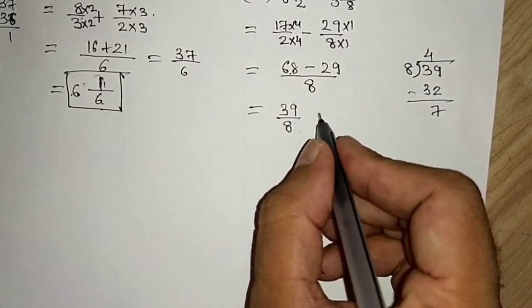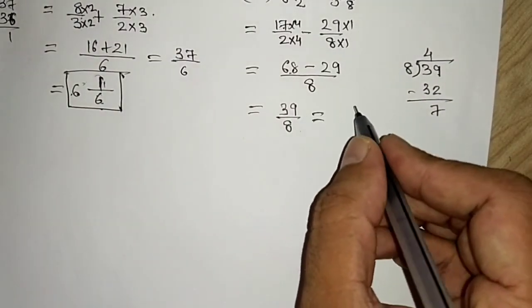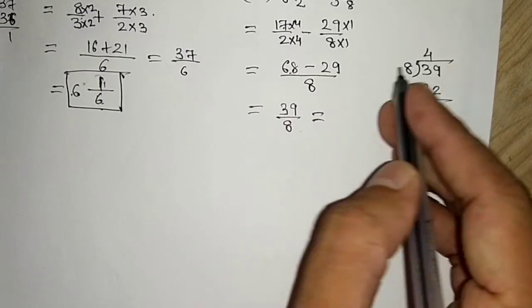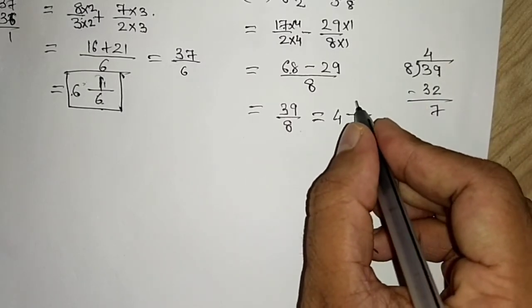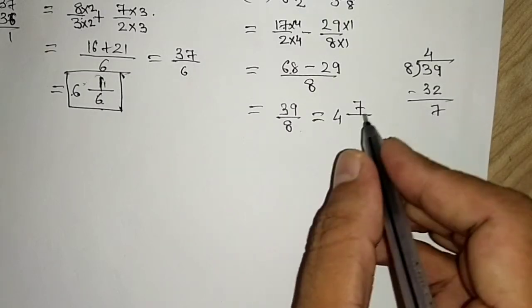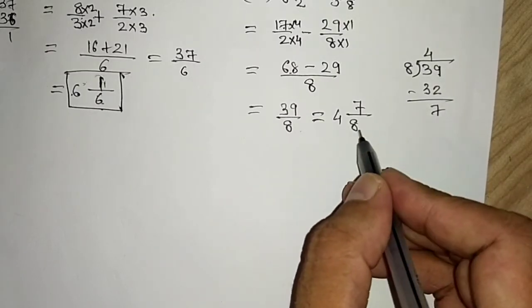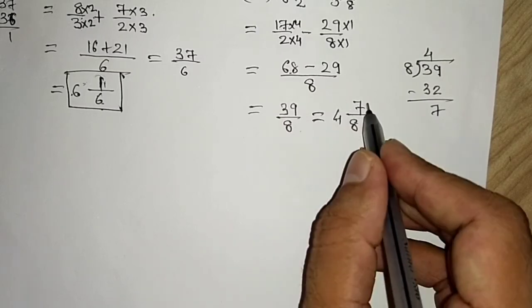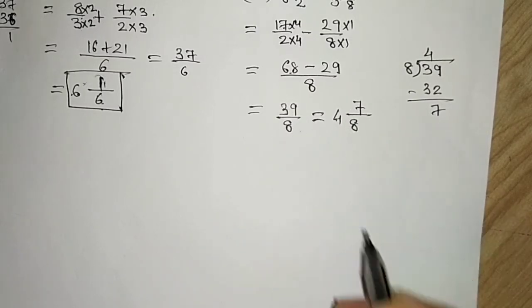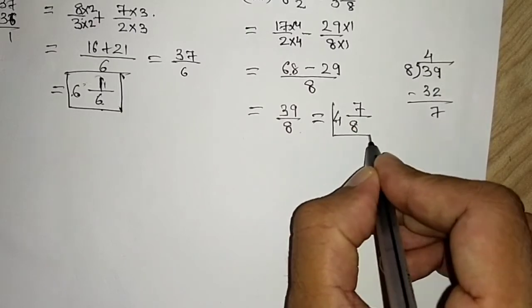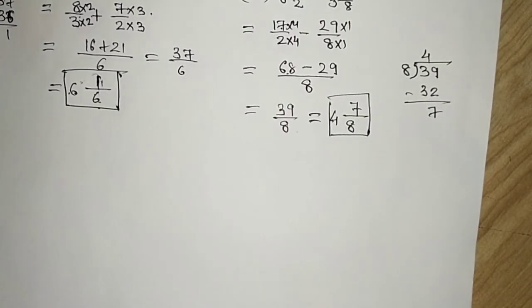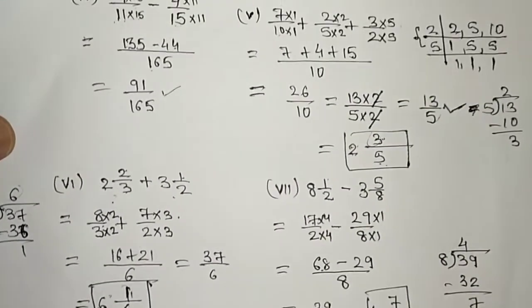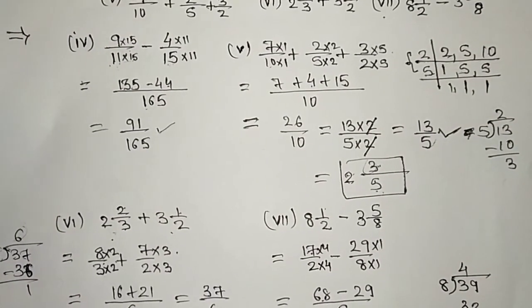And how do we write a mixed fraction? We write the quotient. Quotient is 4, remainder above, remainder is 7, and divisor is 8. And then check again also, 8 4s are 32, 32 plus 7 is 39, divided by 8. So we have solved our 4 parts, parts 4, 5, 6 and 7.